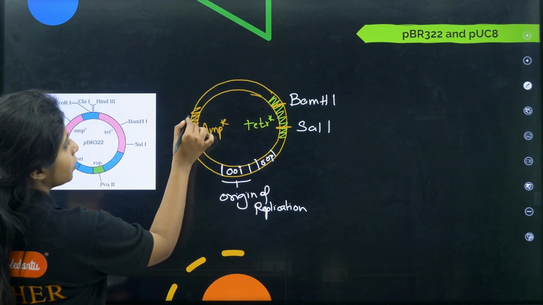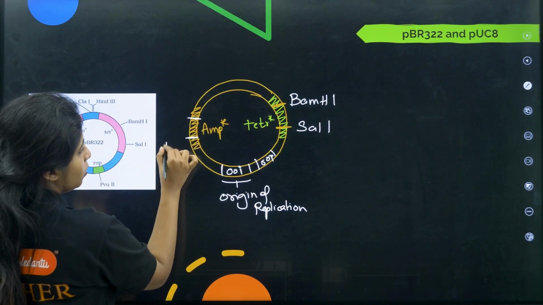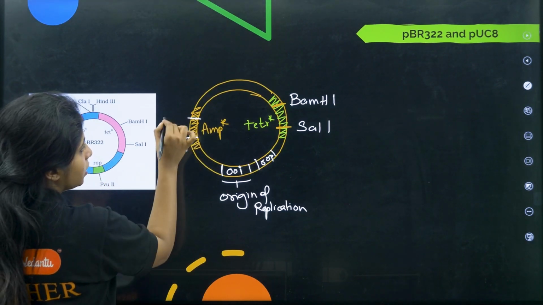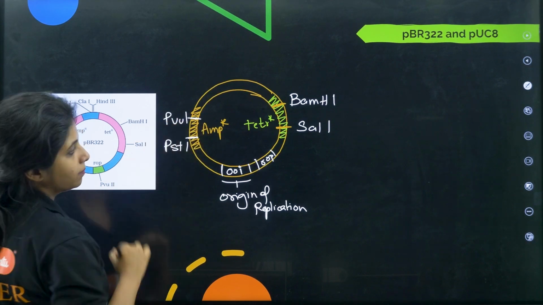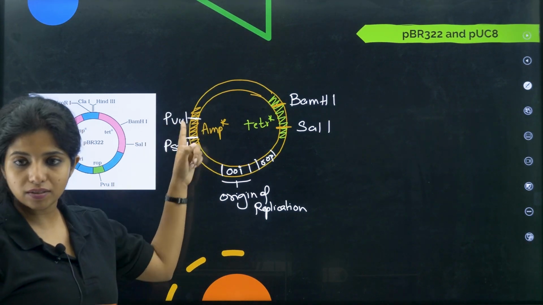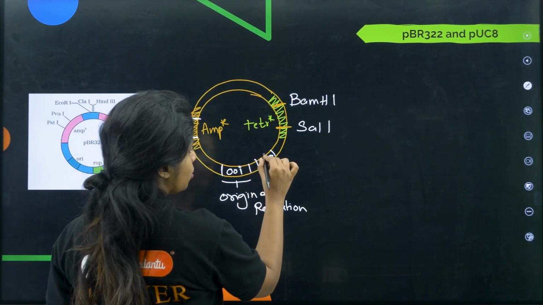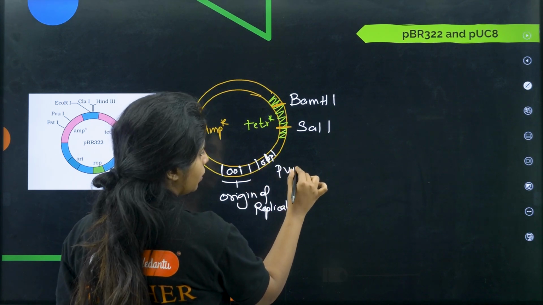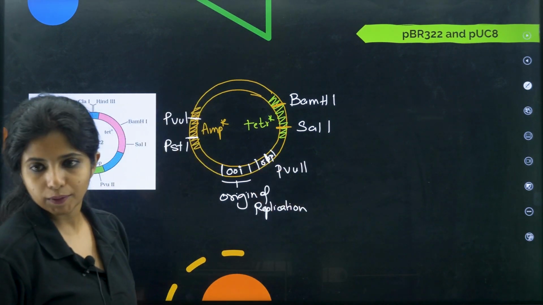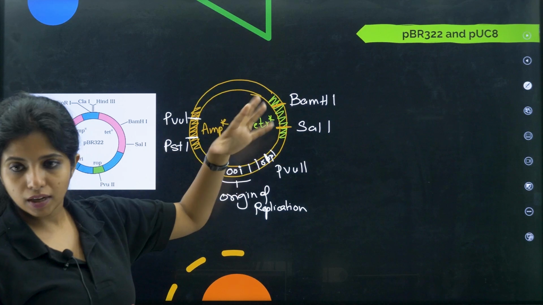Now over here also you have two enzymes. Again, one is PstI, another one is PvuI. So the recognition sites for these enzymes are over here. Now you have one enzyme over here also. This is PvuII. Okay, 1, 2, 3, 4, 5 enzymes are done.